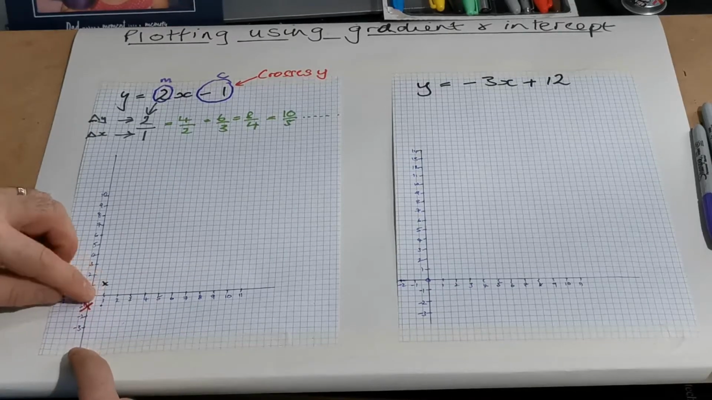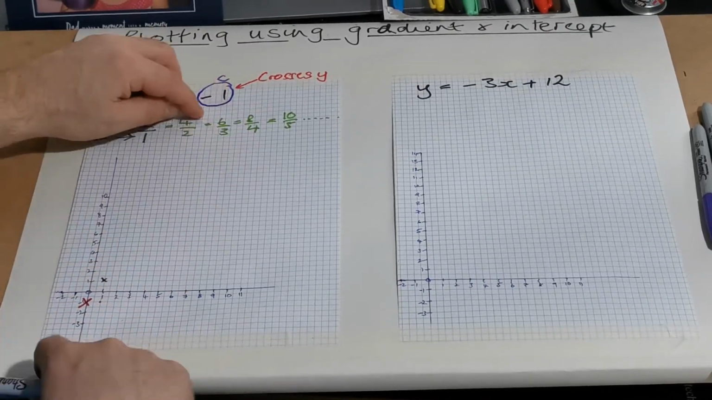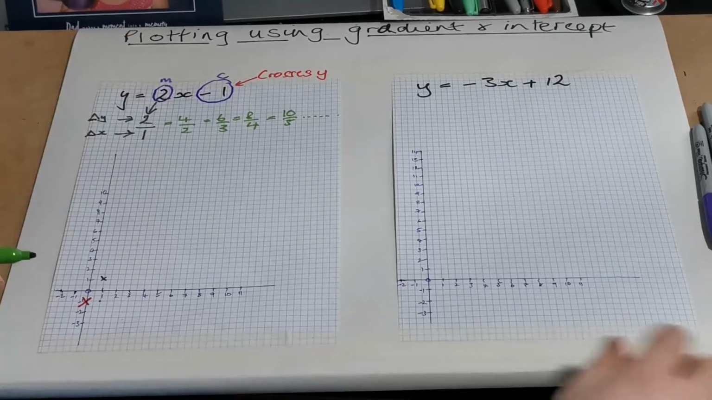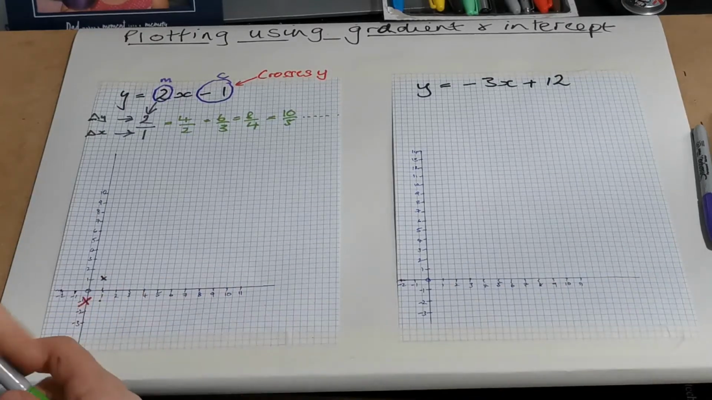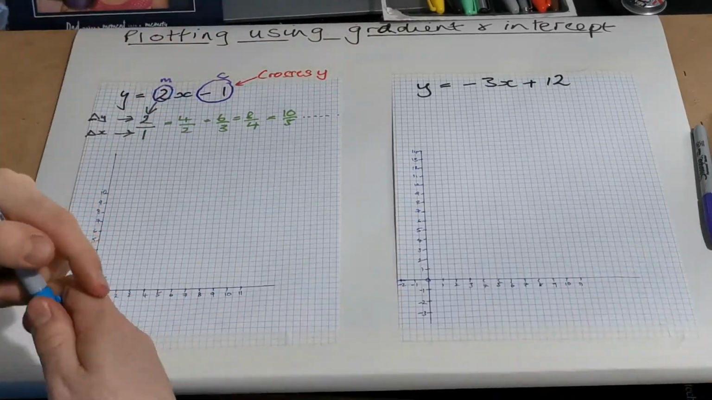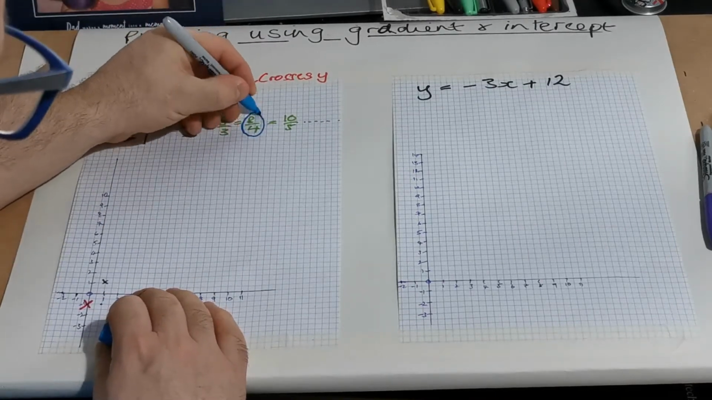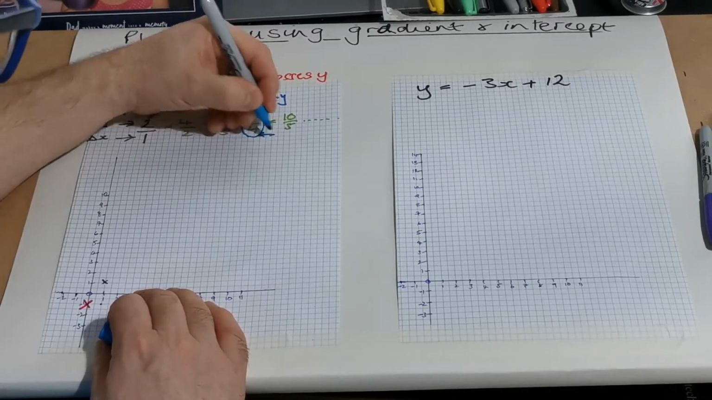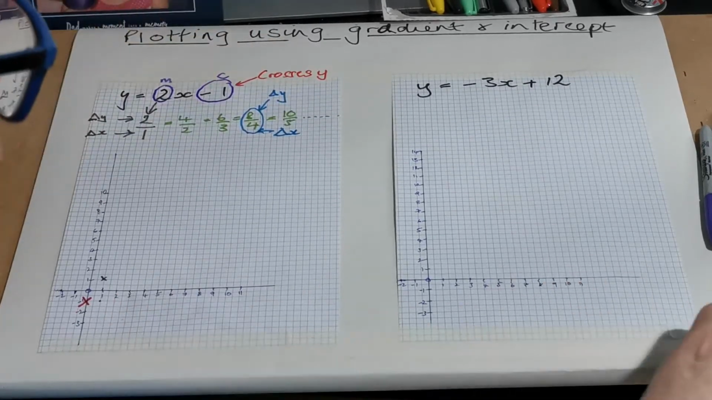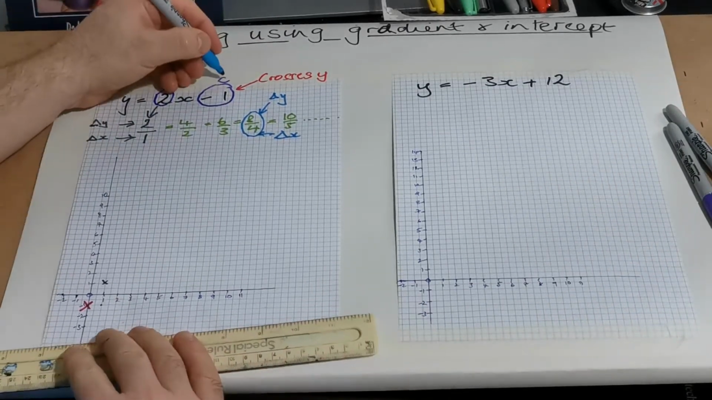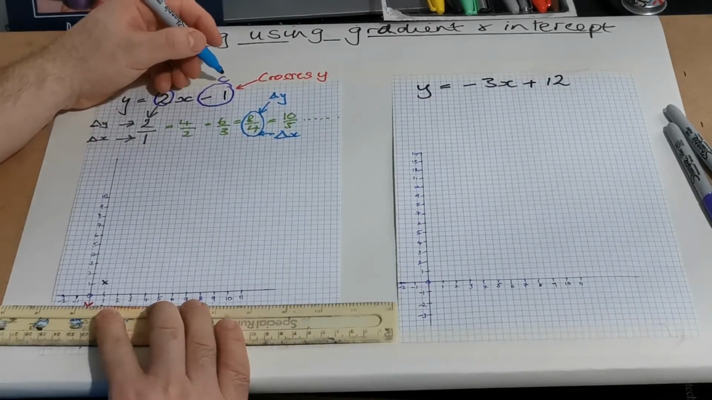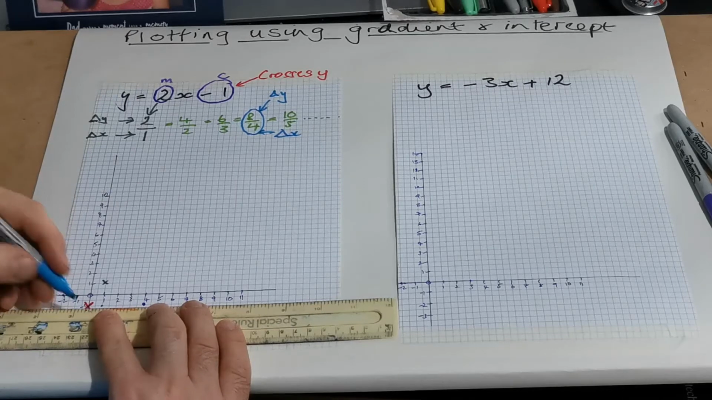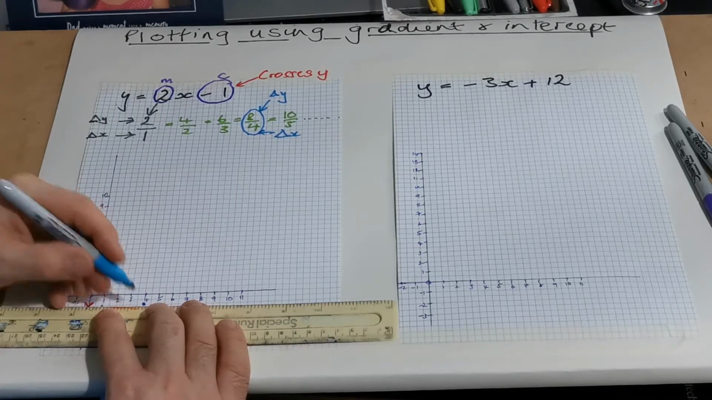Because if I draw just from here to here, by the time I get out here, a tiny little wobble here could make a big difference out there. So I'm going to pick one of these at random. Let's just pick this one. So that's my change in y, and that's my change in x. If I start at -1, which is my intercept, and I change my x by 4, I get to there. So from there to there is 4.